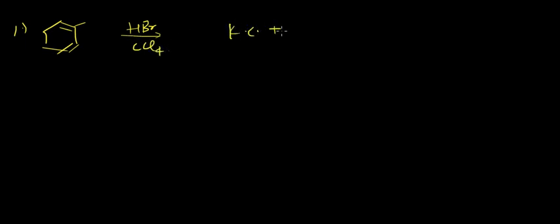So we have something like this compound. Okay, we are passing HBr and CCl4 for this compound. So we have to determine the KC and the TC product. Okay, so let's get started with the mechanism first. We'll have something like this.